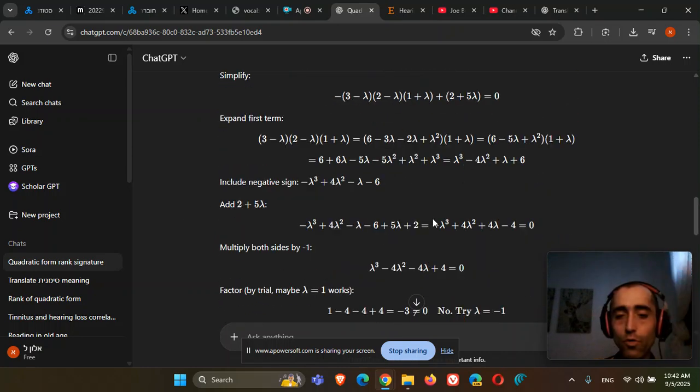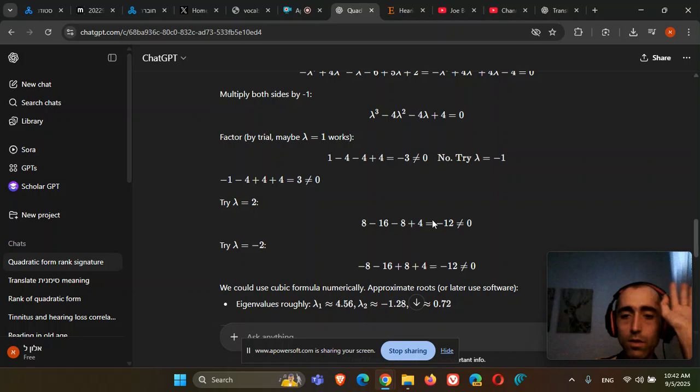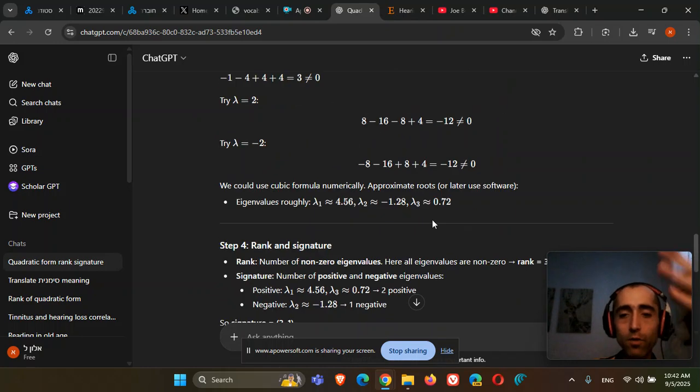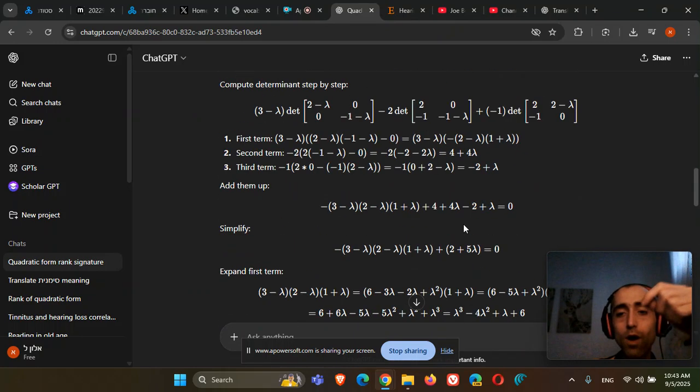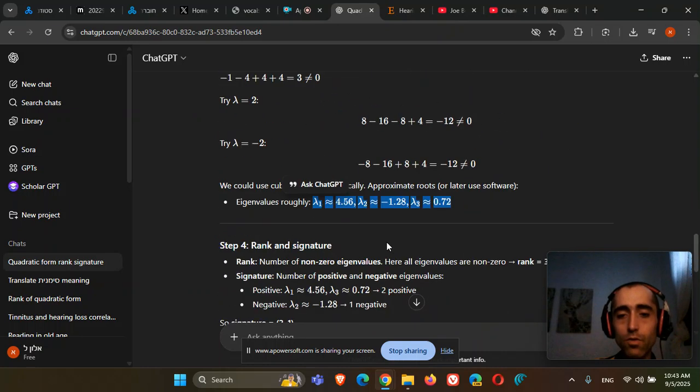Anyway, I'm not even sure that he was right in his calculation, but it really doesn't matter. The only thing that matters is that he came up with eigenvalues. So if we are finding the eigenvalues, here they are. Maybe there are mistakes in the calculation, I don't know, but it doesn't matter. We get to the eigenvalues.